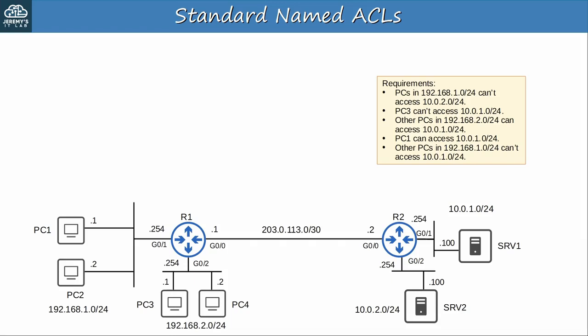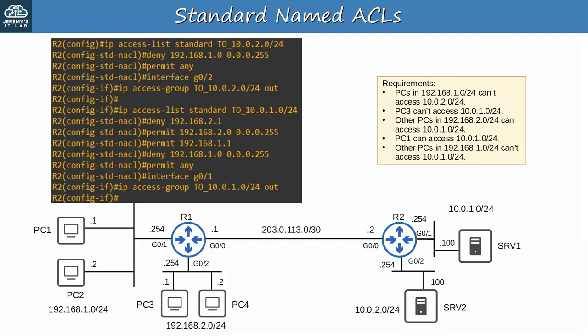We'll need 2 ACLs to do this properly. If you think you can, try to solve this yourself, but I'll show you my solution. So we'll configure one ACL to control access to 10.0.2.0/24 and apply it outbound on R2's G02. Then we'll configure another ACL to control access to 10.0.1.0/24 and apply it outbound on R2's G01. Here's how I did that.